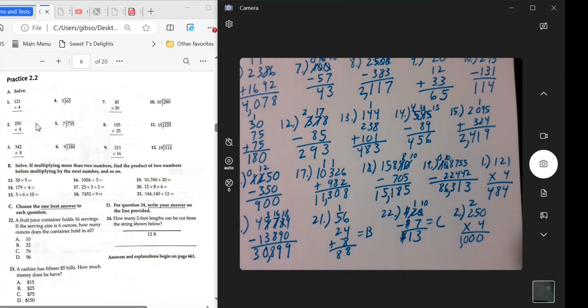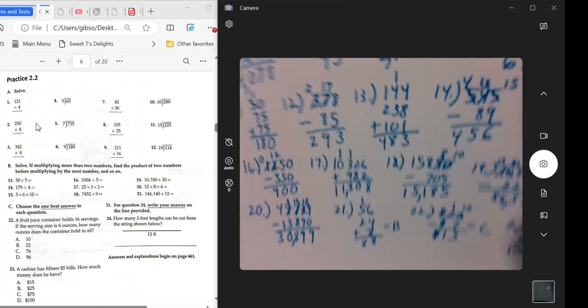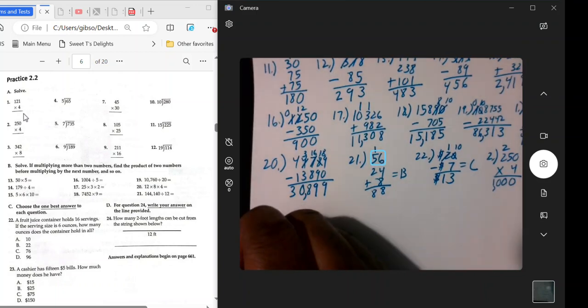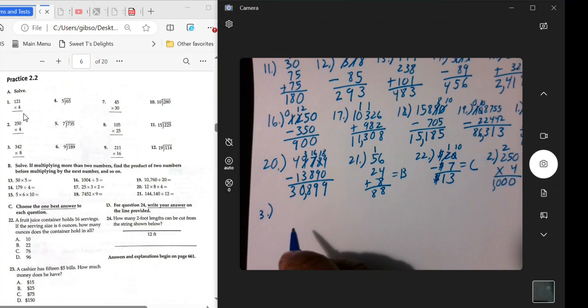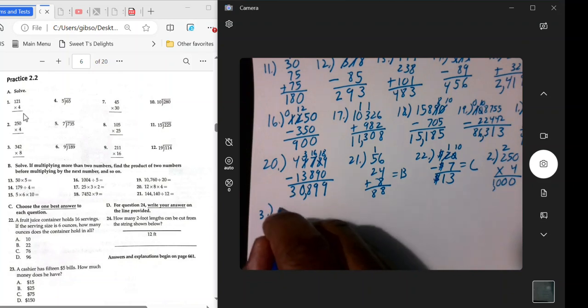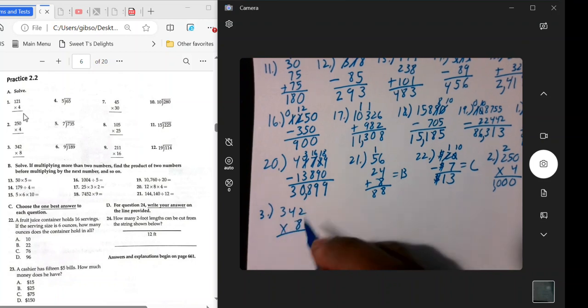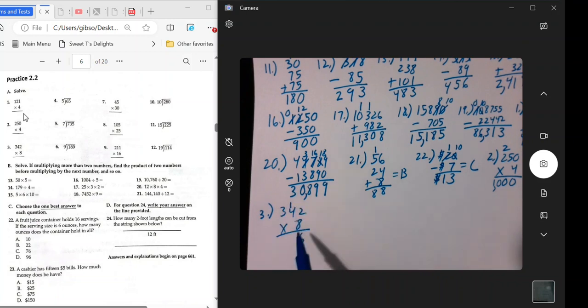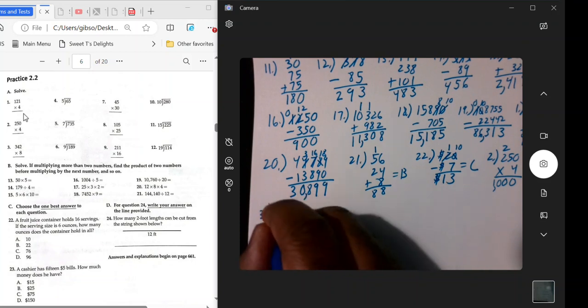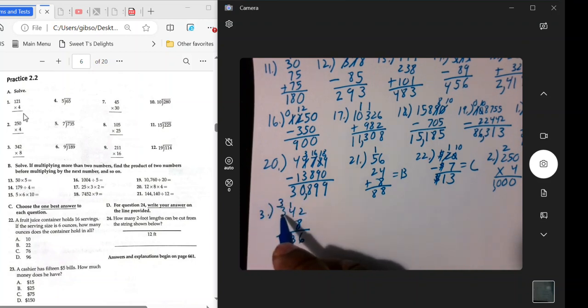Okay, now problem number 3. Problem number 3, we had 342 times 8. So 8 times 2 is 16. Bring down your 6, carry your 1. 8 times 4 is 32, plus 1 is 33. And then 8 times 3 is 24, plus 3 is 27. So it'd be 2,736 for number 3.